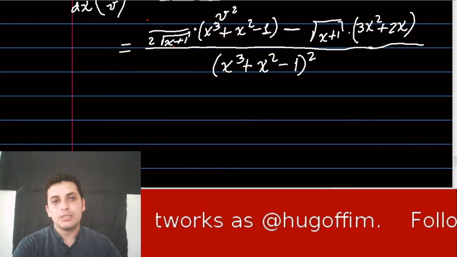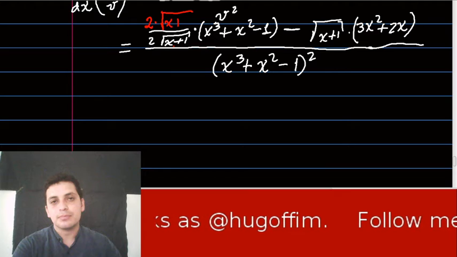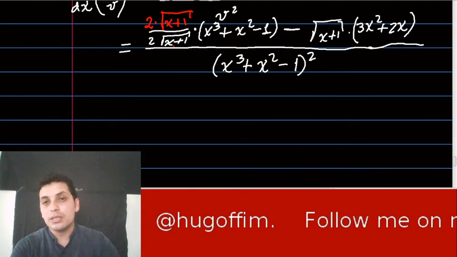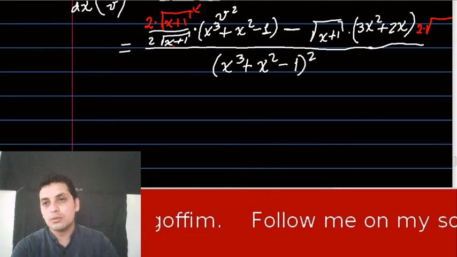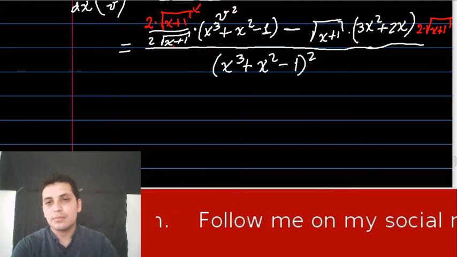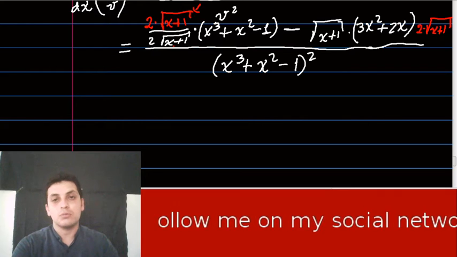I'm going to erase this 2 to write this 1 to write the multiplication. So I'm going to multiply the numerator, so I need to add this term here: 2 times root of x plus 1. Okay, and if I multiply on the numerator, I have to multiply on the denominator.